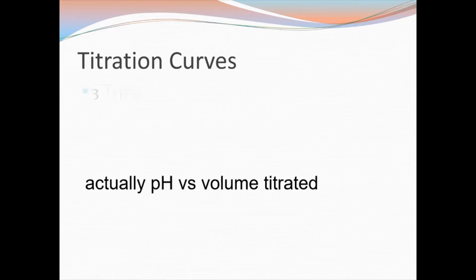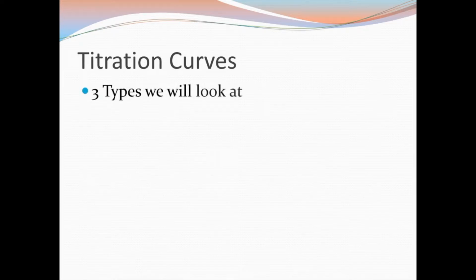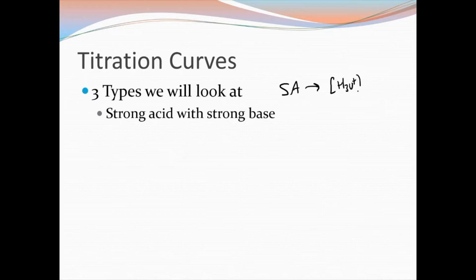Now, titration curves are basically what you would get if you graphed the pH versus concentration during a titration. And there are three types of titration curves we'll look at today. The first is strong acid, strong base titration. These are the easiest to understand because the strong acid will basically create an equivalent amount of hydronium, and the strong base you can basically just reduce to some concentration of hydroxide.